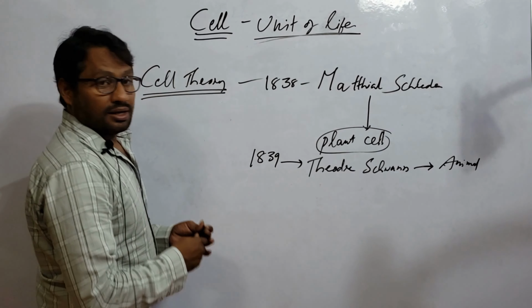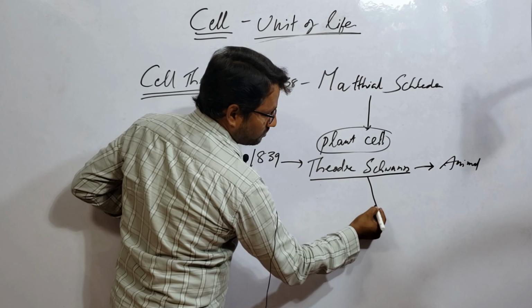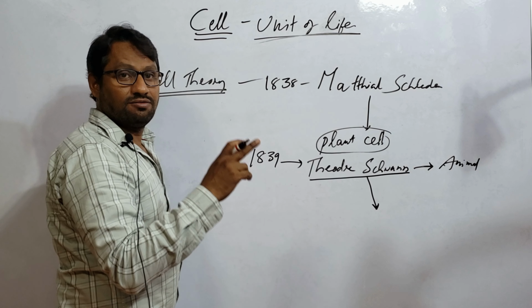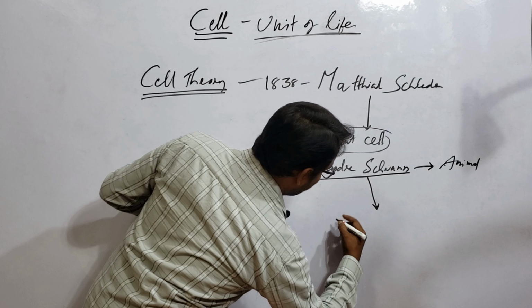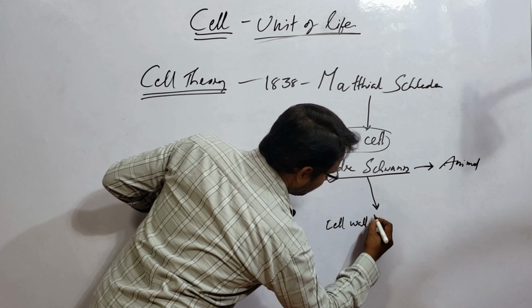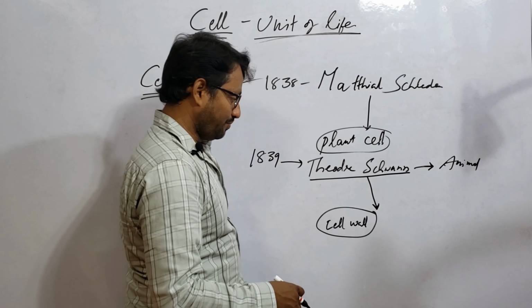And Schwann is the scientist who first identified that the presence of a cell wall in the plant cell is a unique character in plants. He identified a cell wall in the plant cell which is not found in animal cells.